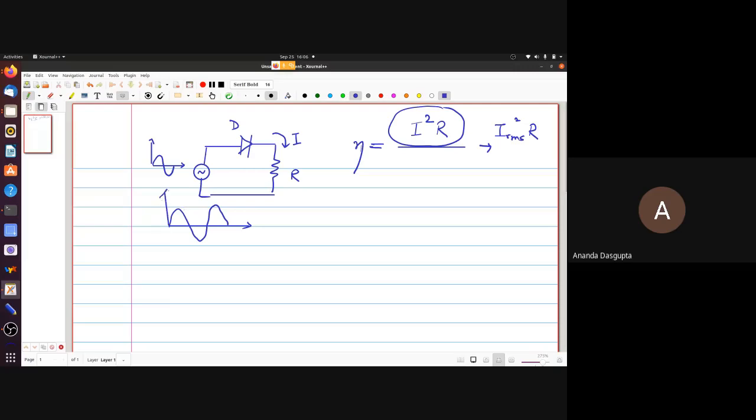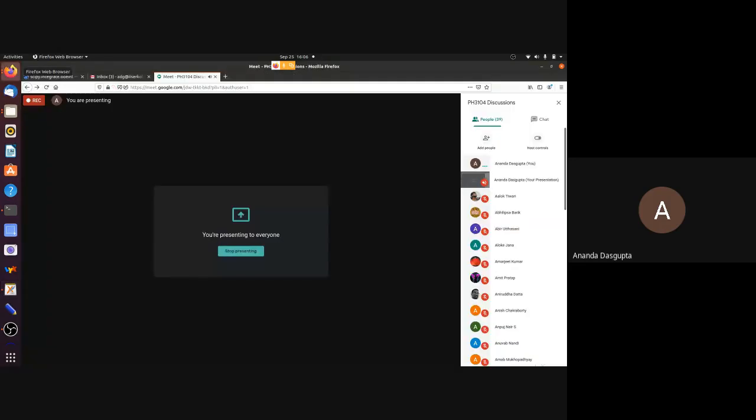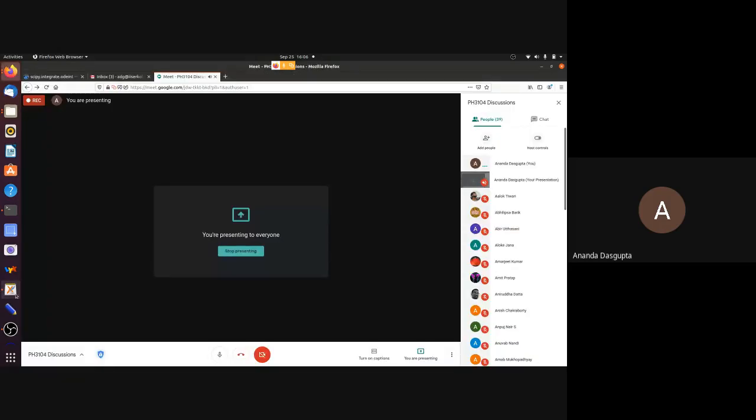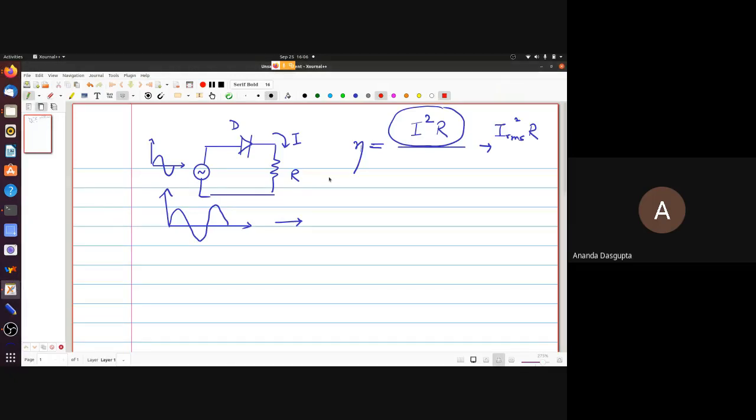Up and down, and you want an output which ideally should be flat, right? You want an output like this. You don't get that. You get something which looks like this, at least for a half-wave rectifier. But your aim essentially is this flat thing, right?